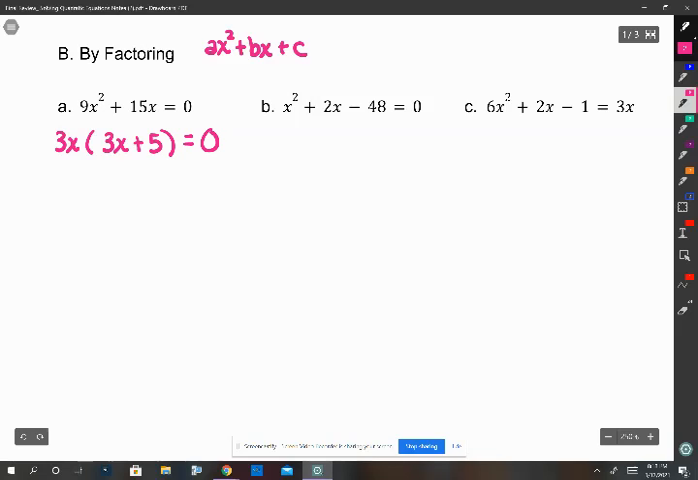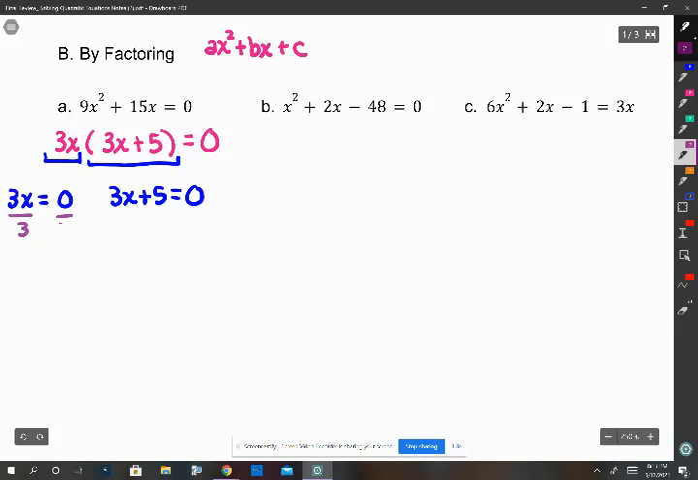And then because you have it equal to 0, you set the factors equal to 0. So notice that this is one factor and this is one factor. And so we set them equal to 0 separately. So we're going to go 3x equals 0. And then we'll go 3x plus 5 equals 0. And in this case, because I was able to take out my greatest common factor first, it makes it really easy to solve. We're going to divide both sides by 3.